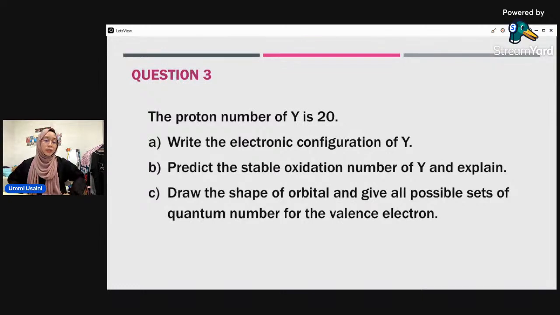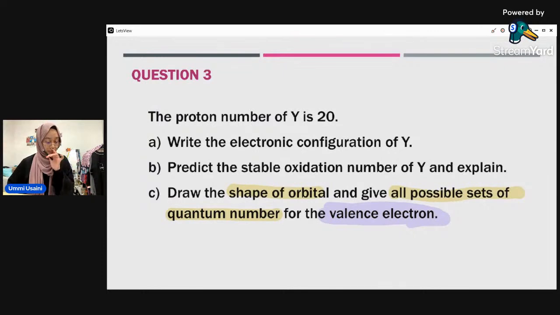Okay. So, question 3. The proton number of Y is 20. So, you first have to write the electronic configuration of Y. And then you have to predict the stable oxidation number of Y and explain. And then you have to draw the shape of orbital and give all possible sets of quantum number. Tapi specifically, you are asked to give shape of orbital and all possible sets of quantum number for valence electron. So, kita akan fokus more on the valence electron untuk soalan C ni.